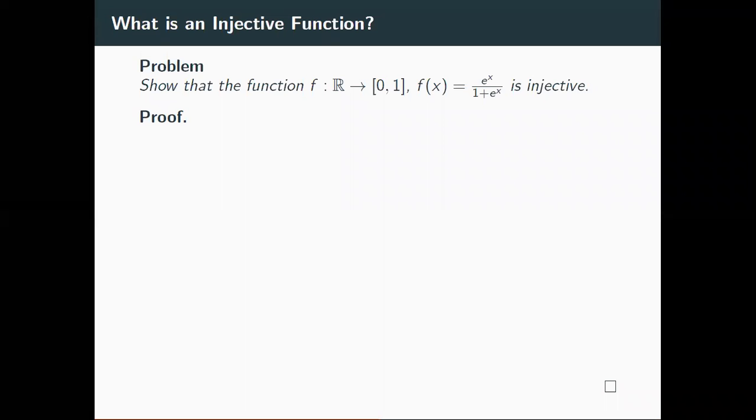Hi guys. So in the previous video on injective functions, we looked at the definition, some intuition, and a simple example. In this video, we're going to see two more examples that are a little bit more in depth.